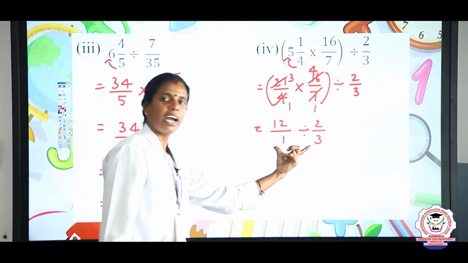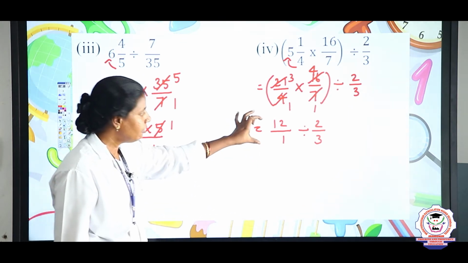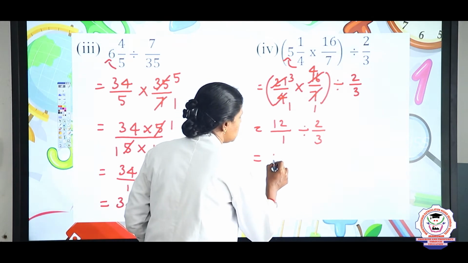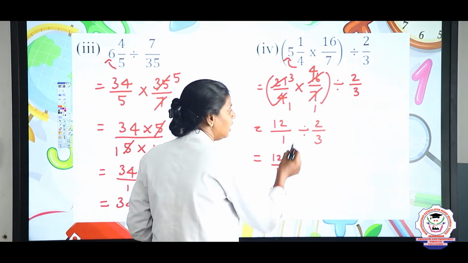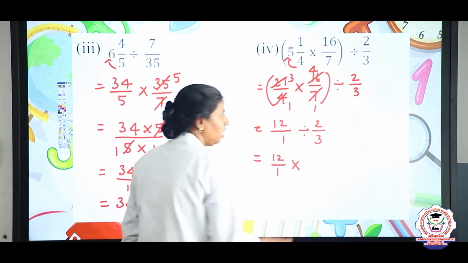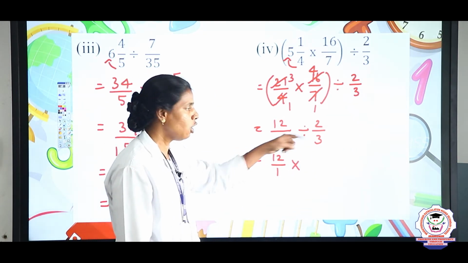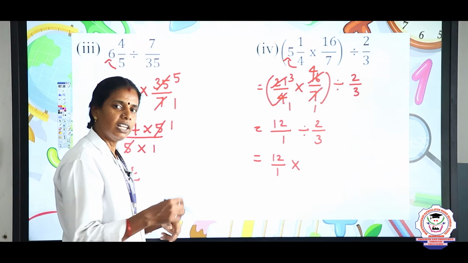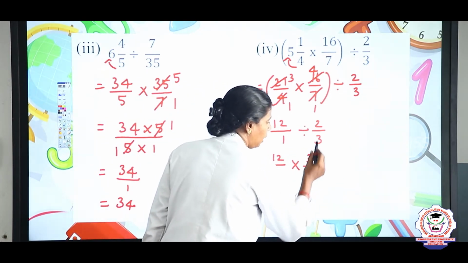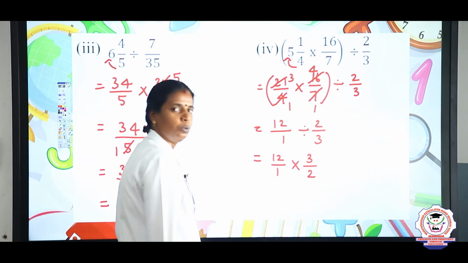Now we got two fractions in division. Okay. The first number we need to keep same, which is 12 by 1. The divide symbol will be replaced as what? Multiplication. Then the second fraction, how we need to write? We need to write it in the reciprocal. So 2 by 3, the reciprocal of 2 by 3 is 3 by 2.